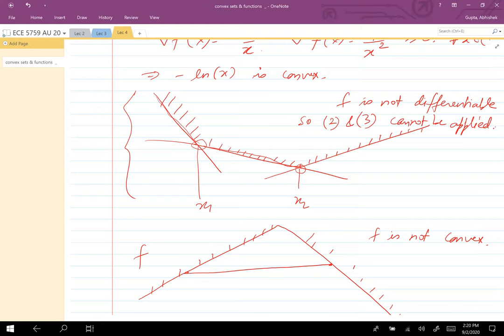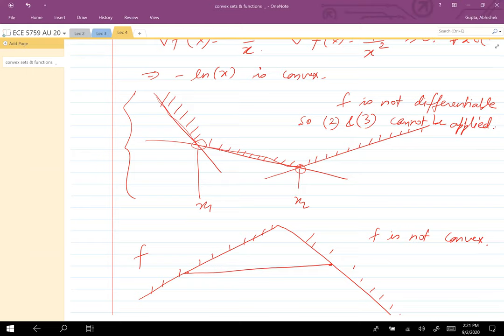In order to apply 3, you need the function f to be twice differentiable and you want the second derivative to be continuous. The same thing happens for the first derivative. You want the function to be at least differentiable once, and the derivative has to be continuous everywhere. And that assumption is not true in this case. So you can only apply definition 1.